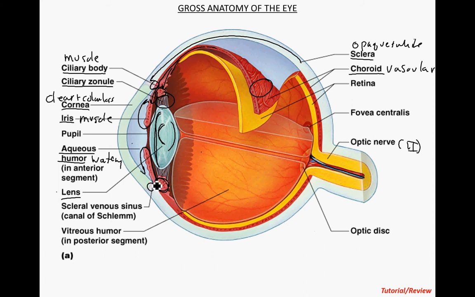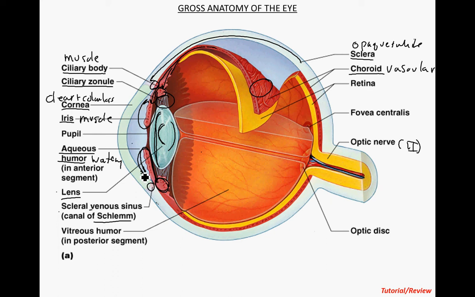This is the scleral venous sinus. A venous is a passageway, and a sinus is a cavity. So this little hole is the scleral venous sinus, also known as the canal of Schlemm, one of the best last names in all of biology. That aqueous humor, again, is produced by specialized cells in the ciliary bodies, and it's constantly produced and circulated around.